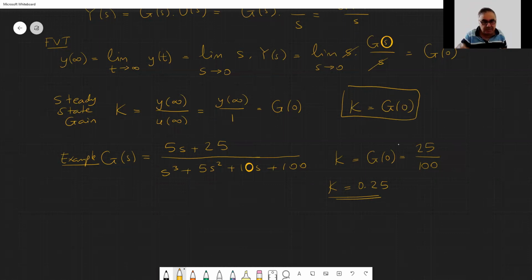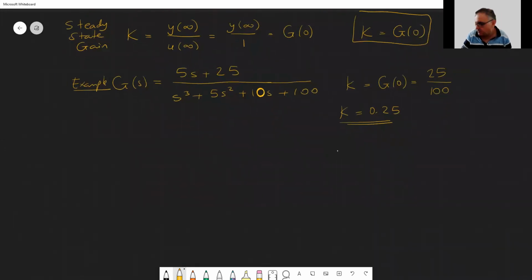For example, if you have a tank system like here, a water tank.